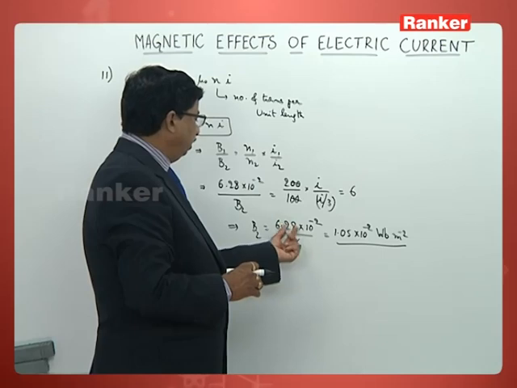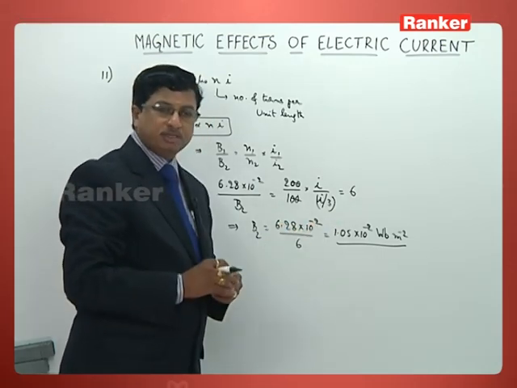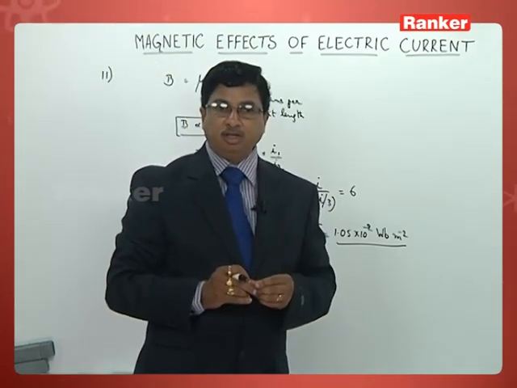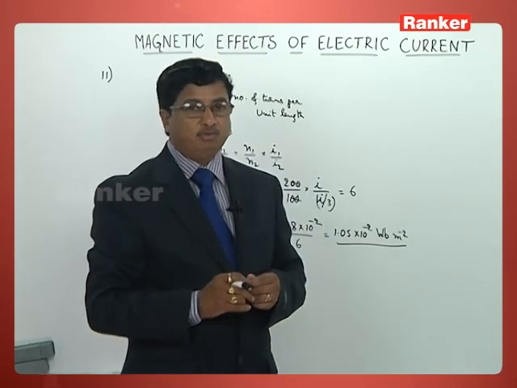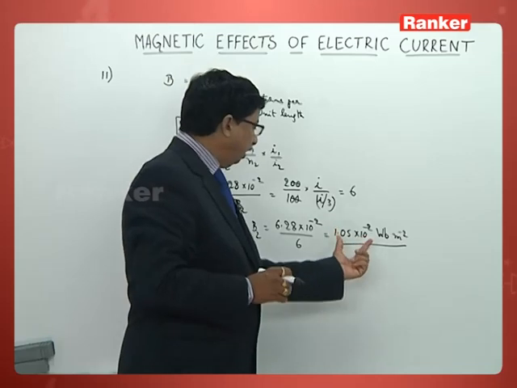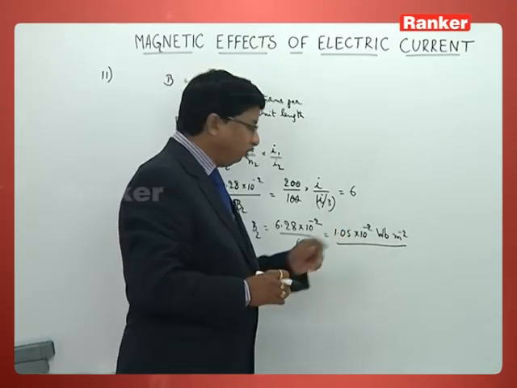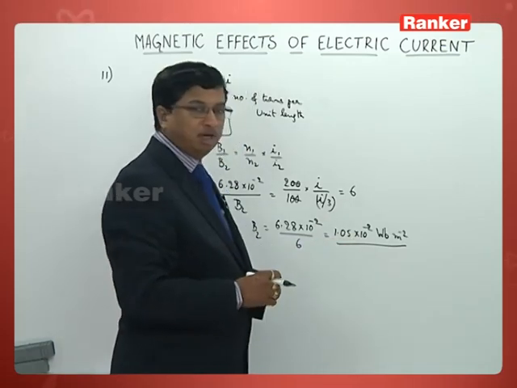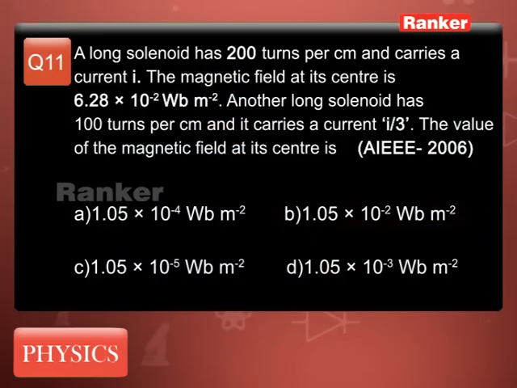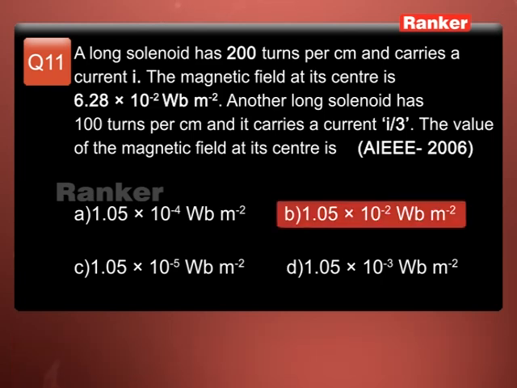Had it been 30, we would have got directly 5. Nearly, I am just writing. Since the options are also given in the same order, we can now identify the correct option out of the 4. It is the second option which coincides with the calculated value we have got here. It's 1.05 × 10^-2 Weber per meter square. So the answer for this particular question, we can write as B.